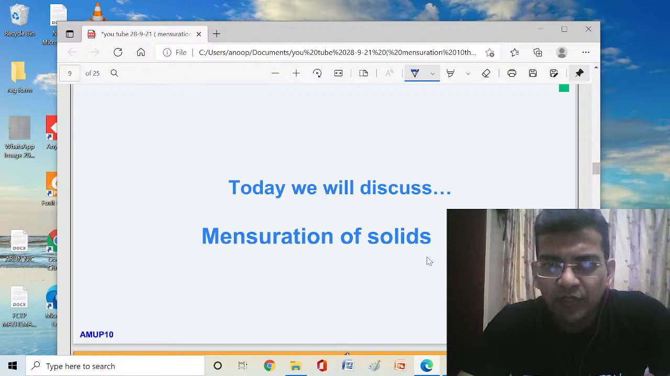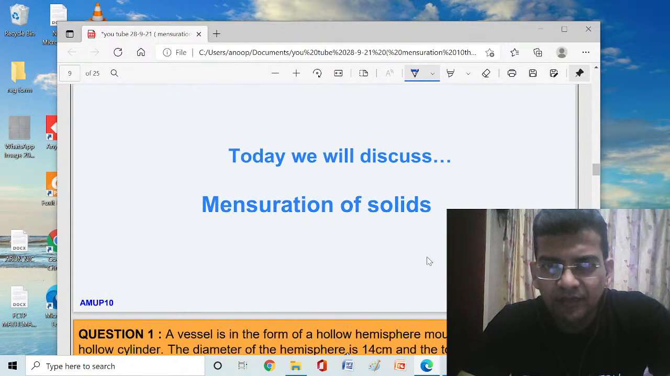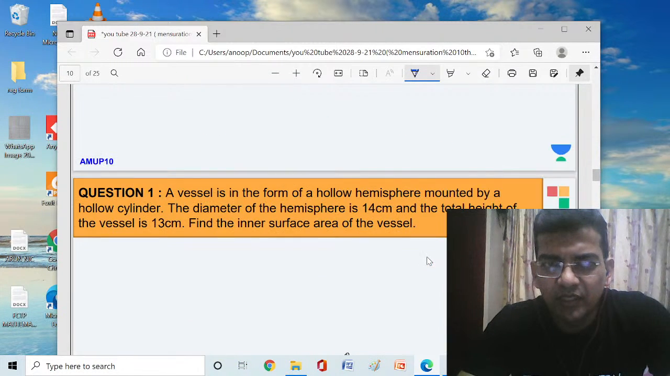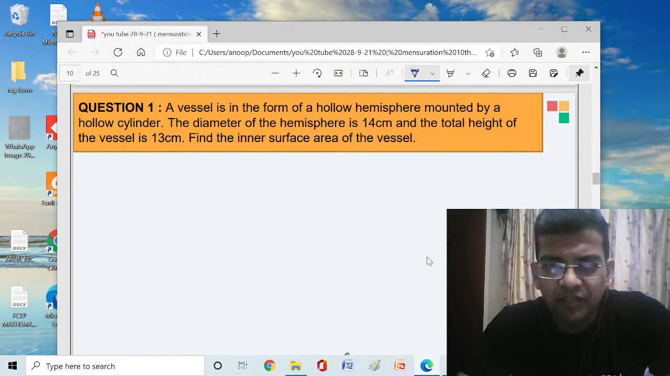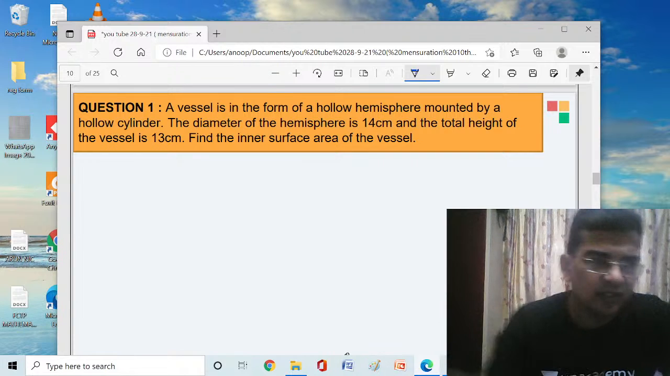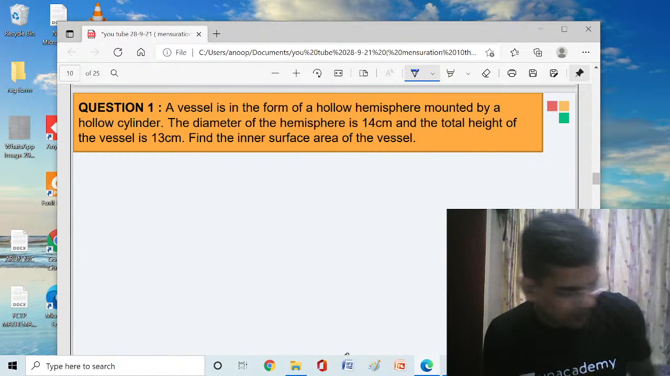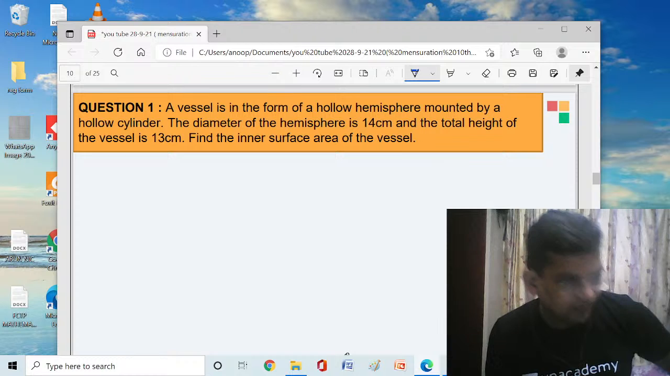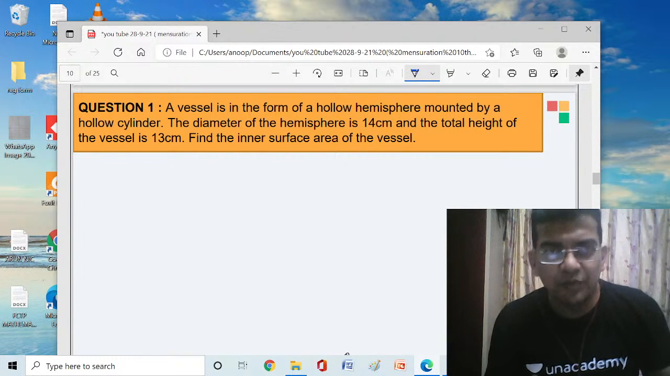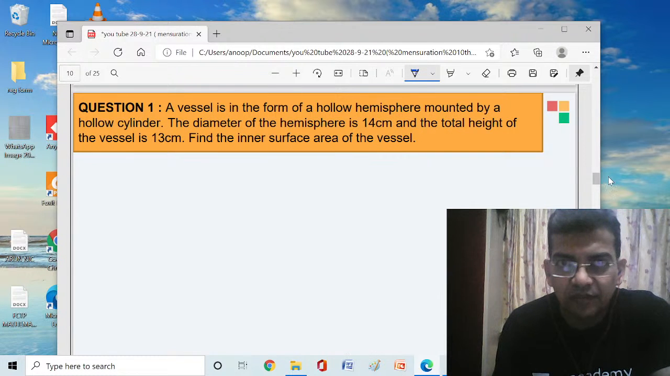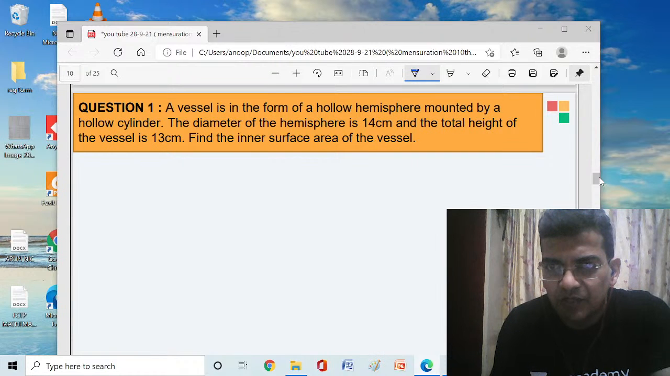So in today's class, what we are going to discuss is the mensuration of solids. Okay, so let's start with the first question. The first question says a vessel is in the form of a hollow hemisphere surmounted by a hollow cylinder. So they have given us a vessel in the form of a hollow hemisphere surmounted by a hollow cylinder.